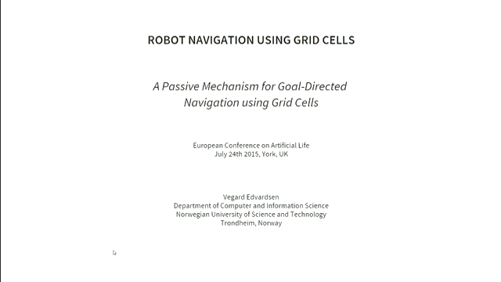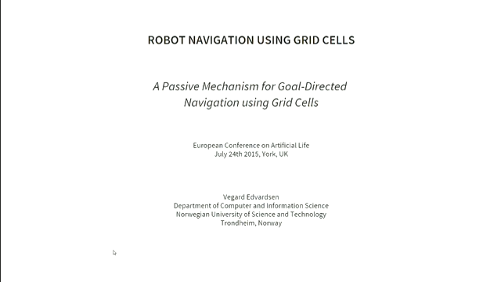Okay. So hi, my name is Vegard Edvardsen. I'm a PhD student with the Artificial Intelligence group at the Department of Computer and Information Science at NTNU in Trondheim, Norway. So today I will show you how I've been using computational models of grid cells to perform navigational tasks in robots.